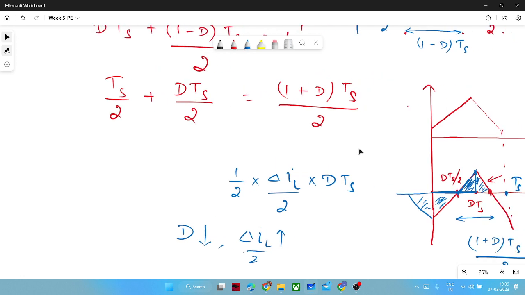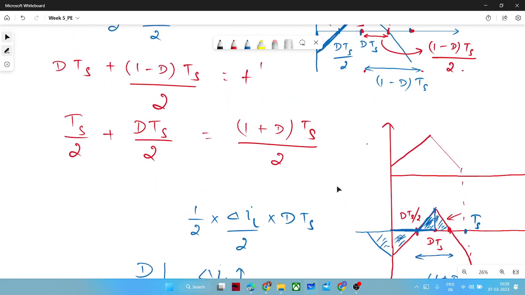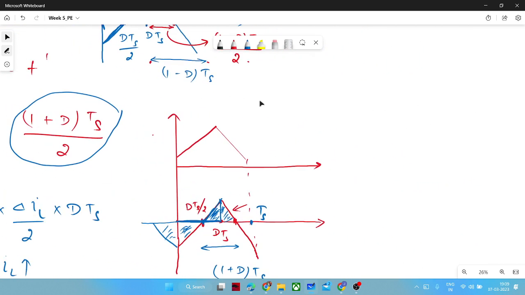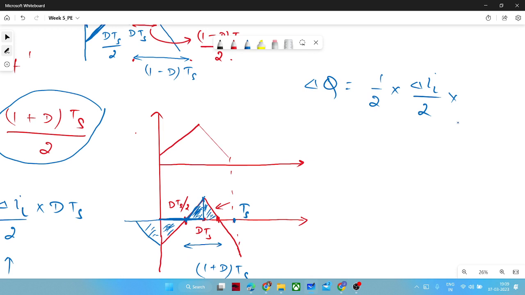So I think we computed this (D plus 1 minus D) into TS by 2. So we concluded with this time period of positive charge. Now we will compute the positive charge. So delta Q is equal to half into delta IL by 2 into this time, (1 plus D) into TS by 2, divided by TS, right?